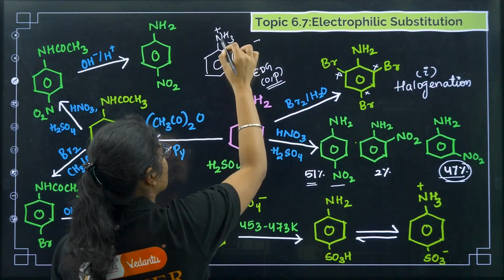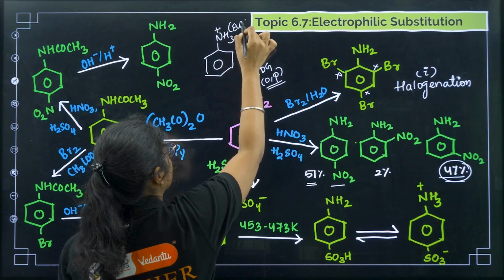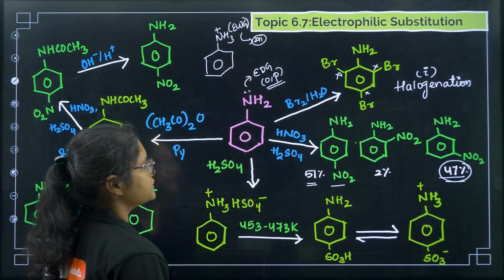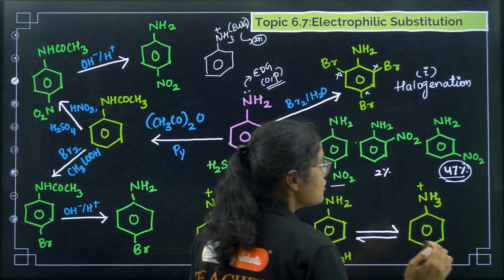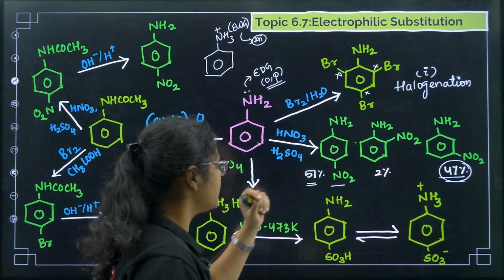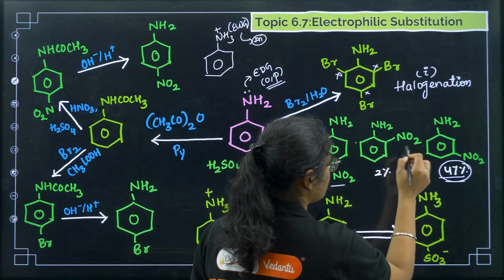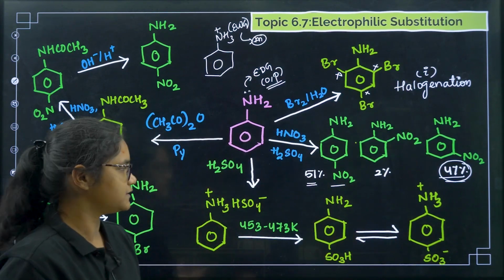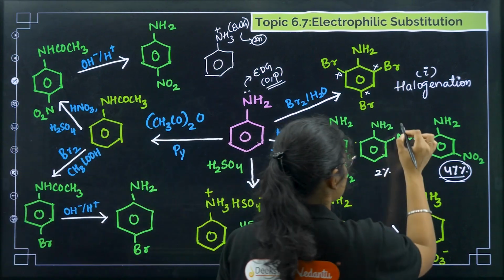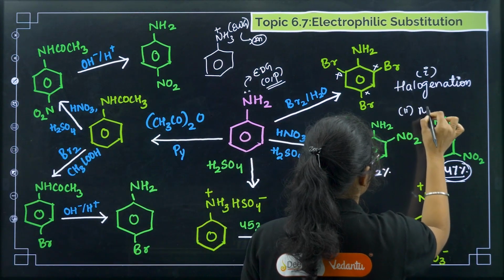Okay. Now what happens, this becomes an electron withdrawing group, and if it is an electron withdrawing group, it will be directing to the meta position. So that is why we can find almost 47% of the product in the meta position. And then you have 2% ortho product, because it is ortho para directing. Clear? So this is your second one, that is nitration.